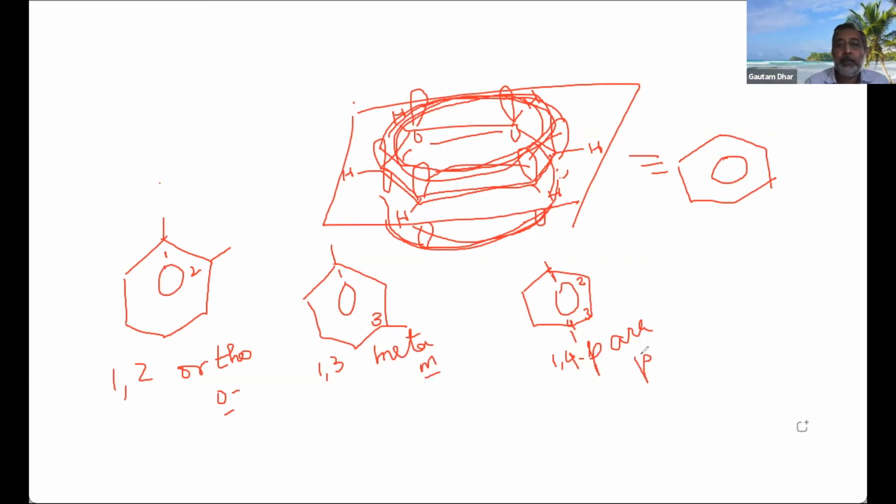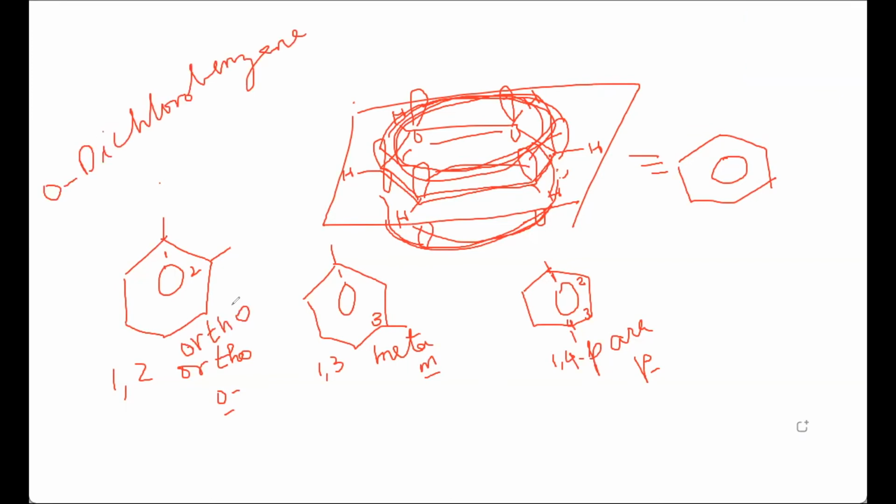So if I want to write this molecule here, I will write o-dichlorobenzene or ortho-dichlorobenzene. And when you are numbering it, you start the numbering with the carbon that has a substitution. You start the numbering there. That is number one. Always start from a carbon having a substitution.